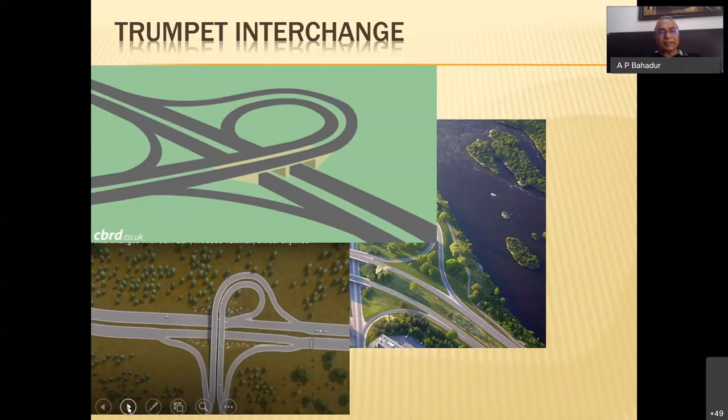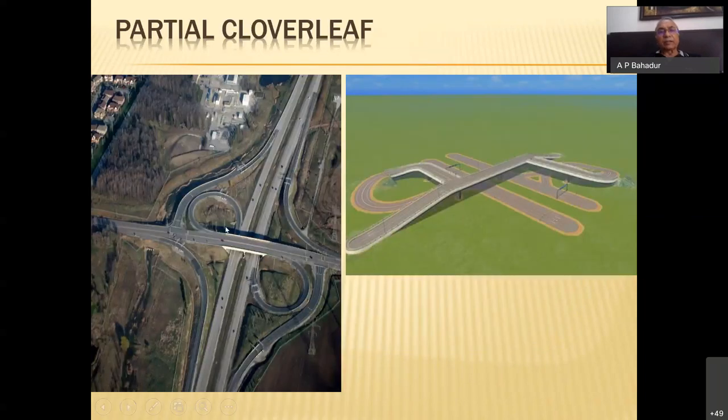Then this is your trumpet interchange, which is provided normally when there is a T intersection. So the side road is meeting at the T intersection. This is your main road and this is your side road. So you can see here, in this case, the right turning has been converted into left turning and then taken to the right. So that is how the configuration is. Double trumpet, same thing.